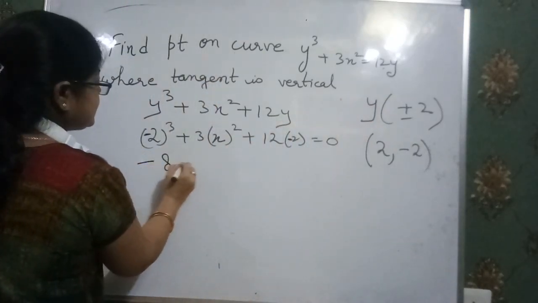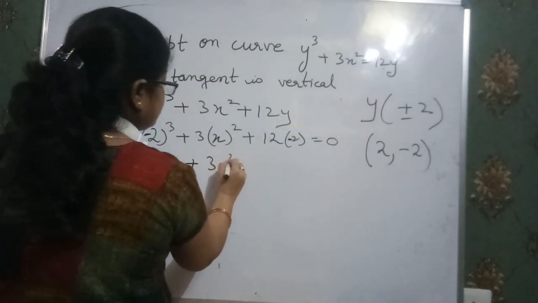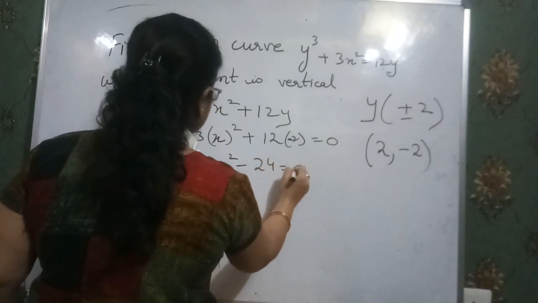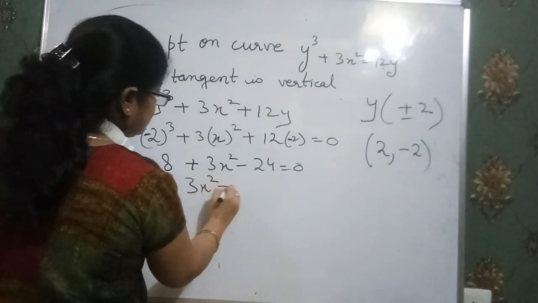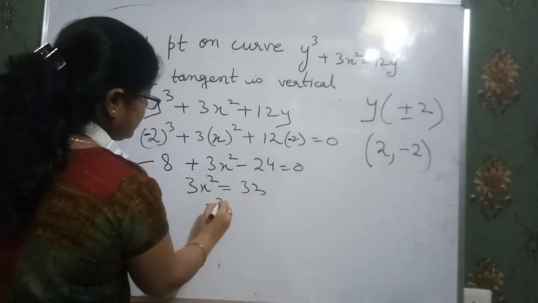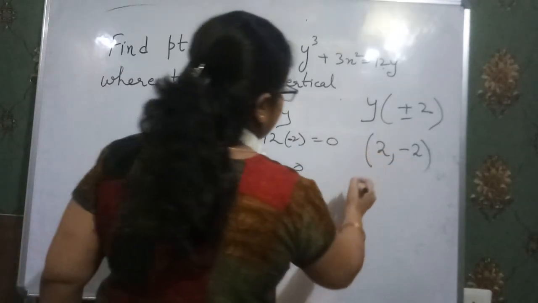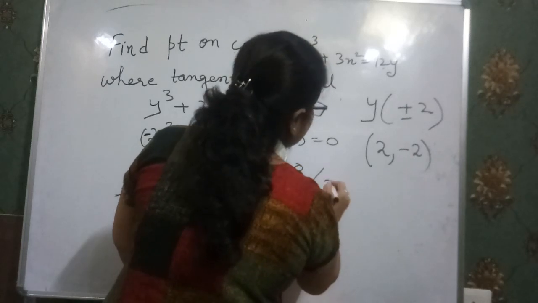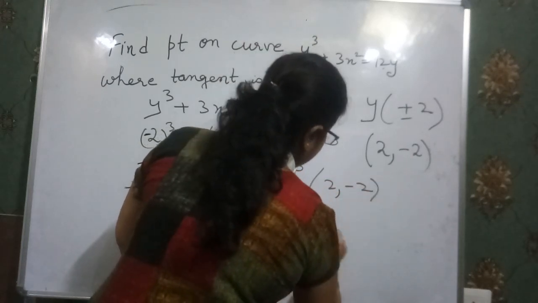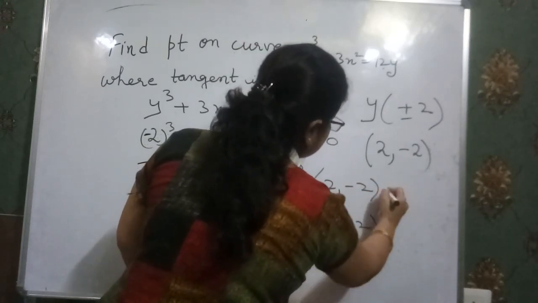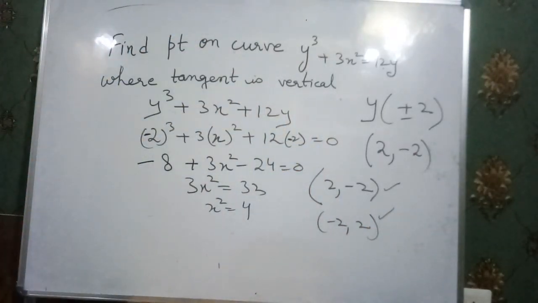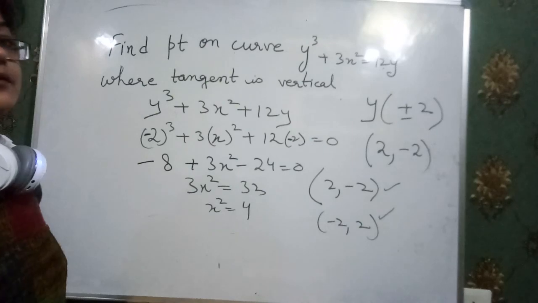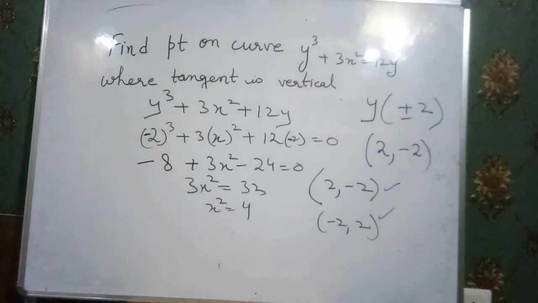We have over minus 8, 3x square minus 24. The same thing we got, there is no difference. That is 3x square is equal to 32 again. So x square is equal to 4. So in the same way, the points are 2 comma minus 2, or minus 2 comma 2. These are the 2 points where the curve touches the tangent which is vertical.